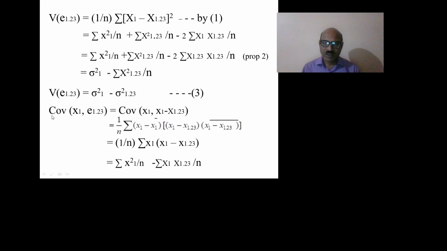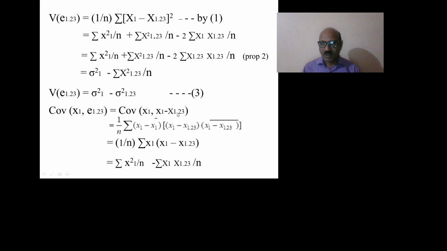Now we again obtain the expression for covariance also. Covariance between x1 and E1.23. By the formula, E1.23 will be replaced by this one, that is x1 minus x1.23. But covariance means what?